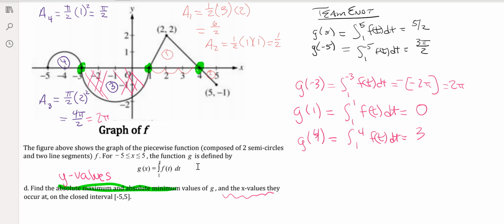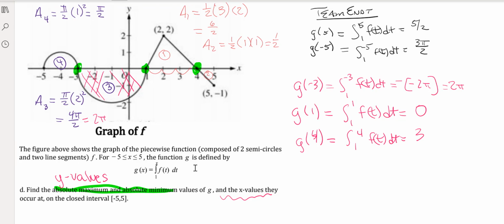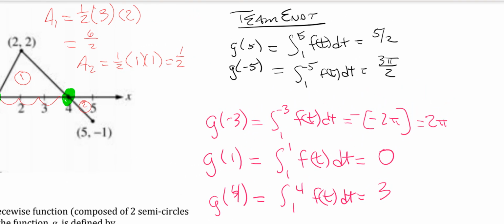For an absolute max, I want the biggest y value. So if I look at all my answers that I just calculated, 5 halves, 3 pi over 2 from the endpoint, 2 pi, 0, and 3, the biggest value that we have, of course, is going to be 2 pi. So that's going to be my max right here. Now my minimum, if I look at all my values, my min is going to be 0. So my minimum value is 0, and my absolute max is going to be 2 pi.